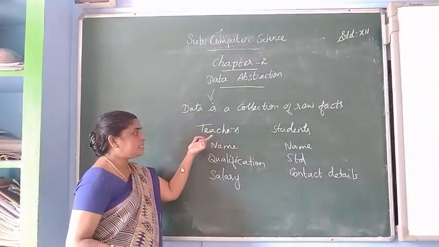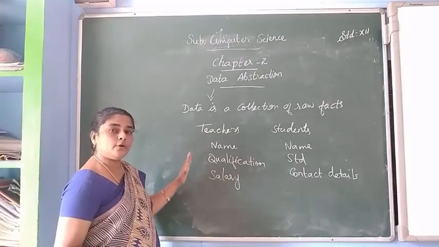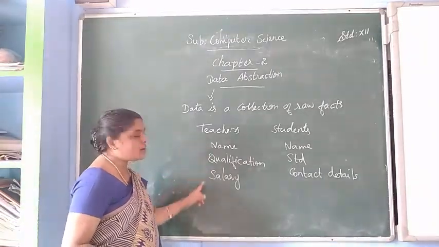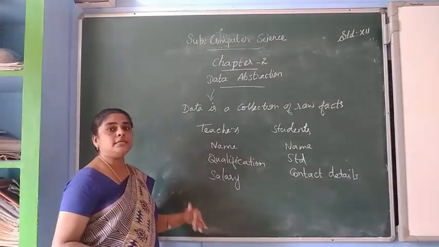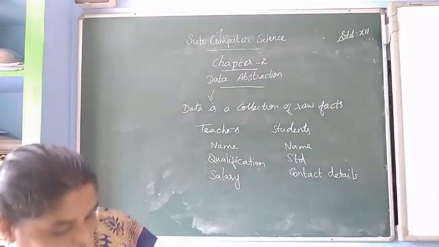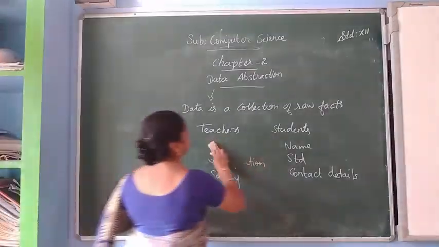See here, the teachers can see the name and qualification. They can change the qualification also, but they cannot change the salary. The management can change the salary. This is only abstraction. See one more example.